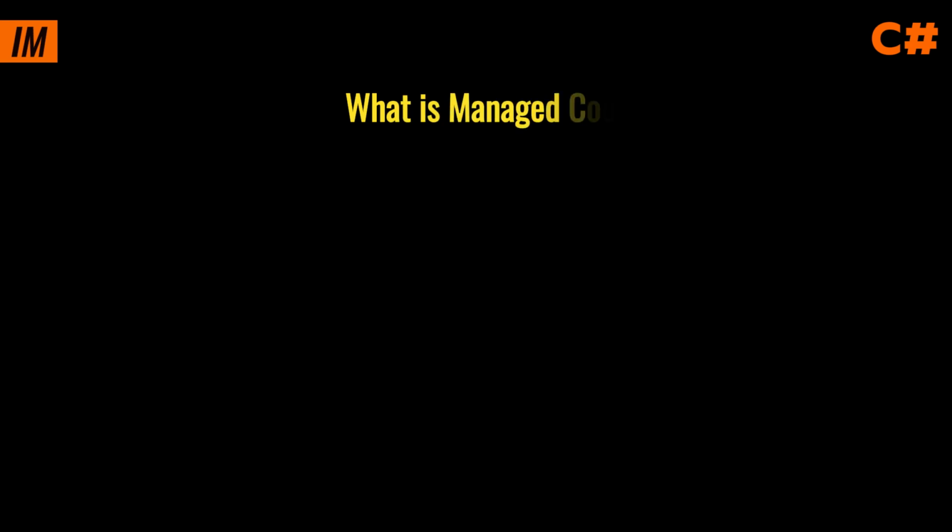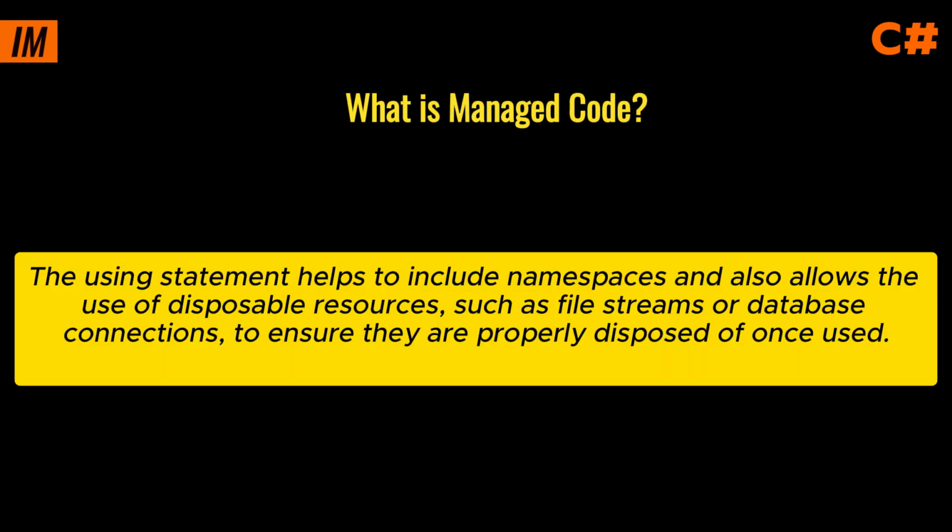What is the use of the using statement in C#? The using statement helps to include namespaces and also allows the use of disposable resources, such as file streams or database connections, to ensure they are properly disposed of once used.